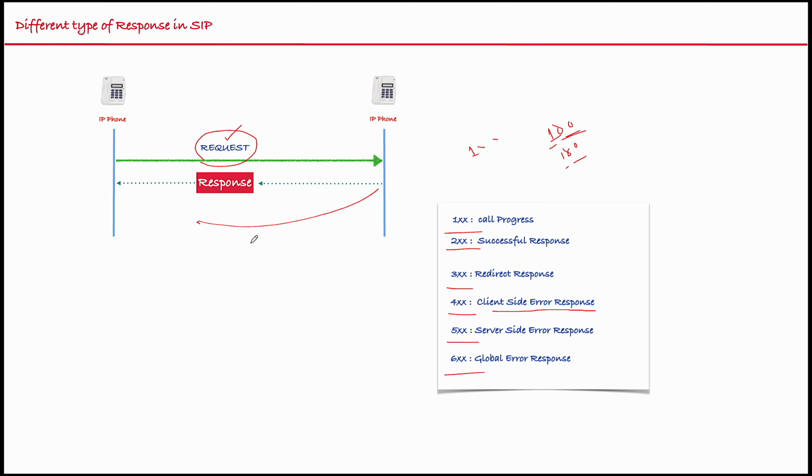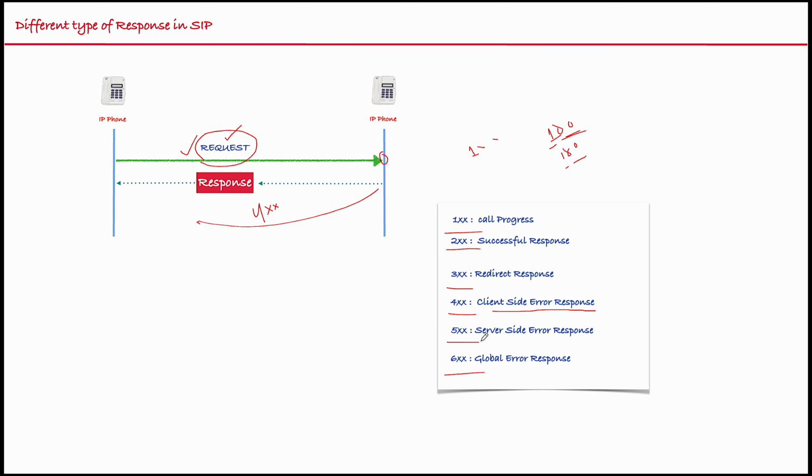This response generally comes when there is some error in the client. Let's say we are sending a request and the request has some issue. When the server receives this request, the server is not able to process it due to some issue in the request. So the server updates the client with the 4xx response.